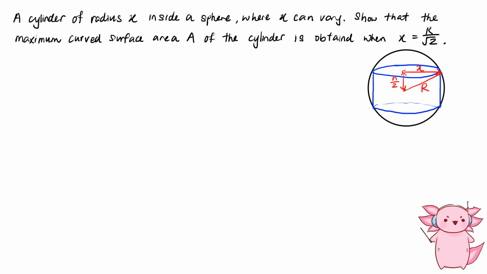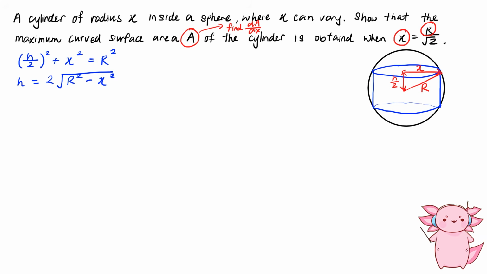Let's try this question where a cylinder is inscribed inside a sphere. So since this question gives a hint to express V in terms of x and r here, we try to get rid of h. So using Pythagoras, we can get h equals 2 square root of r squared minus x squared.